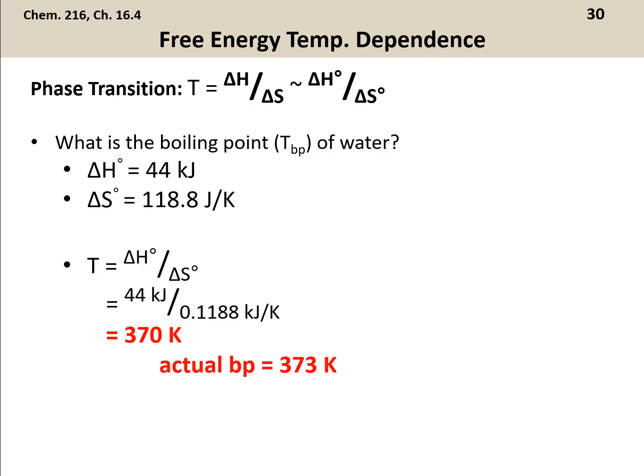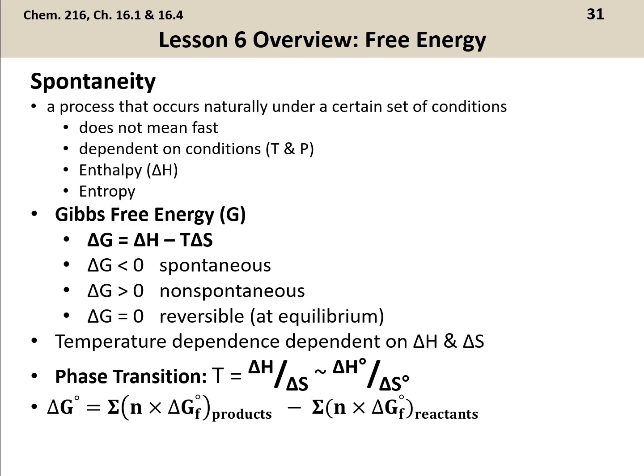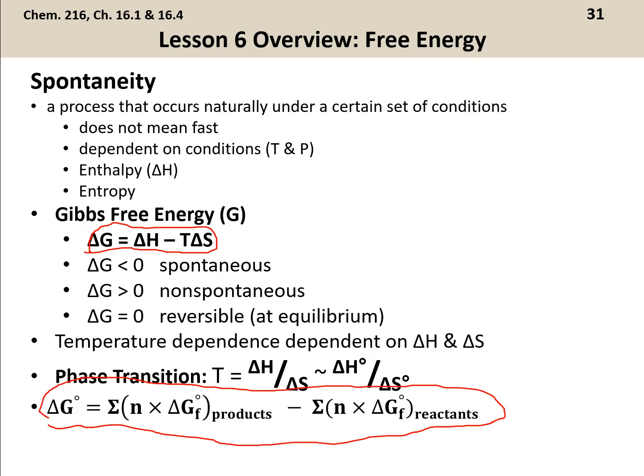All right, so this is that work. We went ahead and we divided delta H by delta S, and we got our temperature in Kelvin. All right, so that is it for free energy. Okay, we talked about spontaneity. Remember, spontaneous means it just occurs. And we have two different ways to calculate delta G. One is using delta H minus T delta S, and the other is by using Gibbs formation. All right, and remember, delta G less than 0 is spontaneous, greater than 0, non-spontaneous.